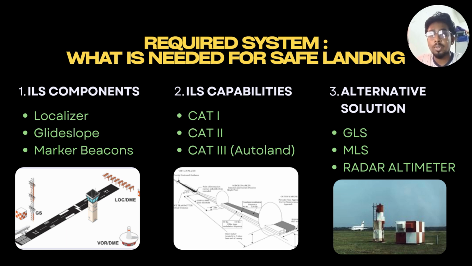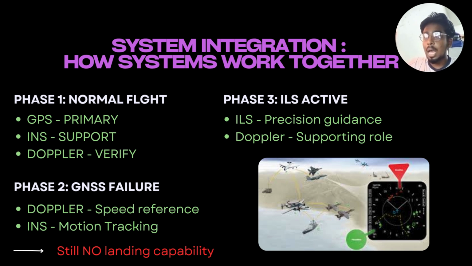So what system do we actually need to land safely? The first one is the ILS components, which consist of localizer, glide slope, and marker beacons. The second one is ILS capabilities: Cat 1, Cat 2, and Cat 3 is autoland. And finally, alternative solutions are systems like GLS, MLS, and radar altimeter. So now we look at how all the systems work together. During normal flight, GPS works as the primary system, INS supports the system, and Doppler verifies all the data given by the system.